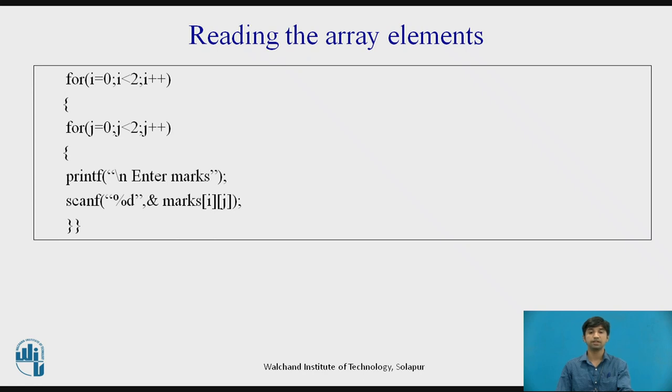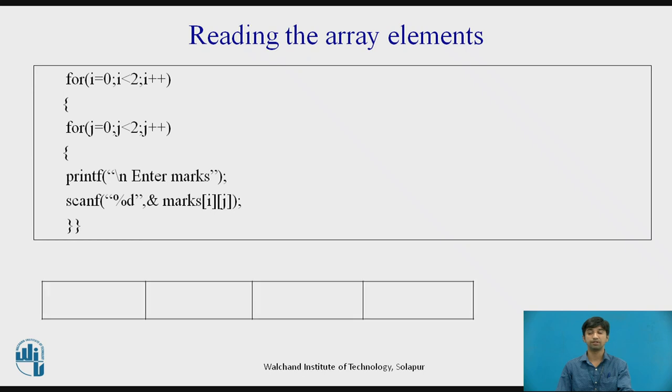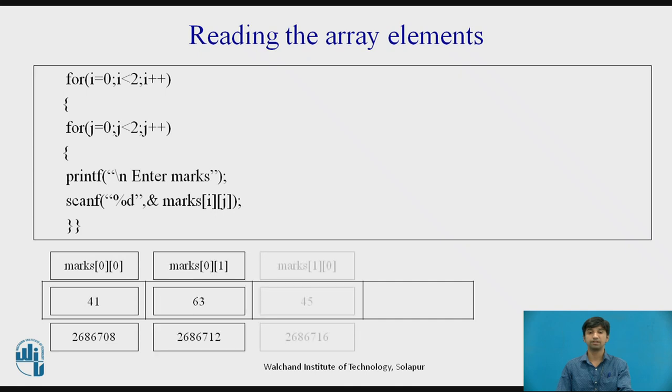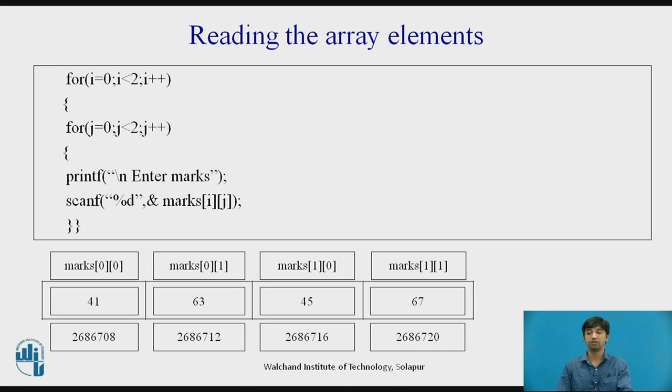The process will be repeated until i and j both become equal to 1, as there is no array element like marks of 2. In the scanf function, we have used the address of operator on the element marks of ij of the array. We have used it earlier on other variables. In so doing, we are passing the address of this particular array element to the scanf function rather than its value. So whatever you see on the screen, that is 2686708, 2686712, 2686716, 2686720, are the address locations of the different array elements of the 2D array.